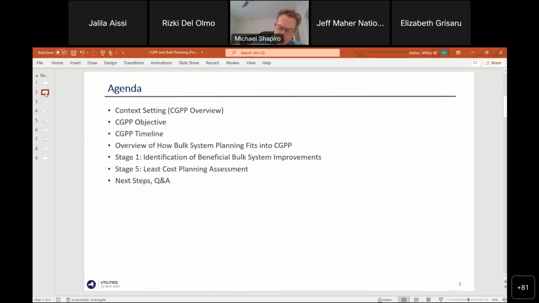So let's get right into it. Today we're going to level set people. If you've been to one of the past tech conferences, the first few slides will look very similar. We're going to just touch on the objective of CGPP, the timeline, and then really what we're going to do today is talk about how bulk system planning fits into CGPP. And that's going to dovetail with CGPP in stage 1 and stage 5. So after the overview, we'll give a little bit more detail about how stage 1 and stage 5 would unfold in CGPP. And then we'll have, I think, plenty of time for questions.